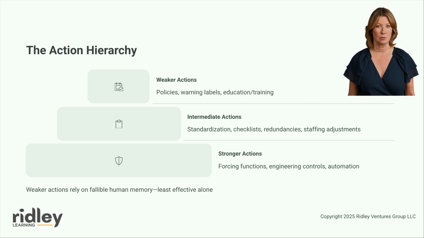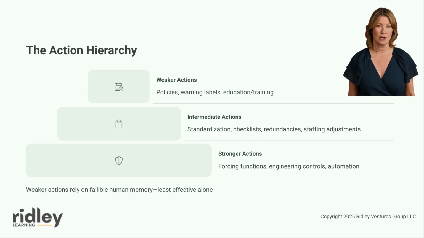The third type of intermediate action is increased staffing or reduced workload. A clinical example would be adjusting nurse-to-patient ratios to reduce fatigue and cognitive overload. Weaker actions are at the bottom of the hierarchy. The first type is rules, policies, and procedures. A clinical example would be writing a new policy that requires 2 nurses to sign off on high alert medications.